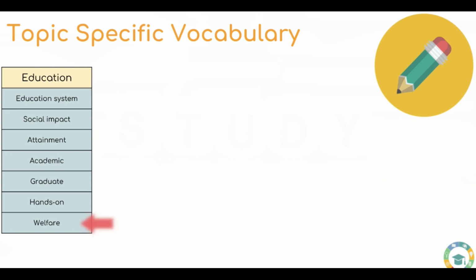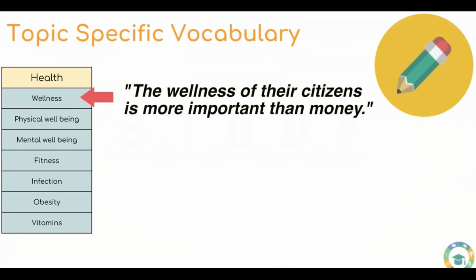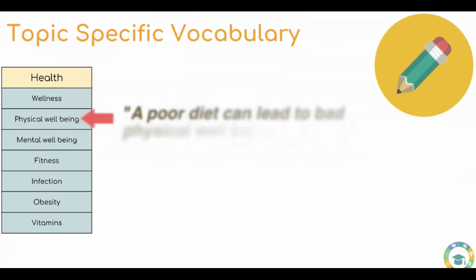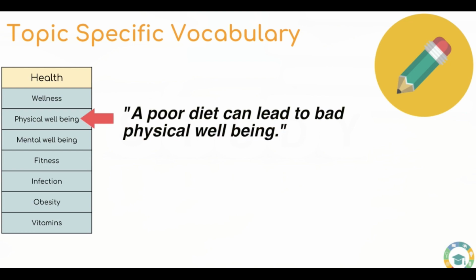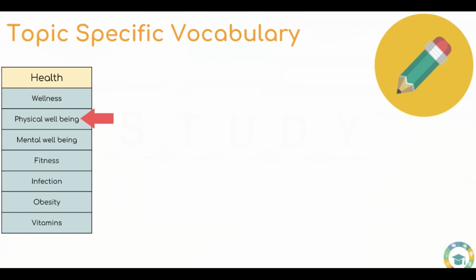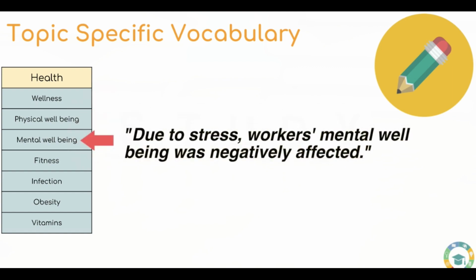On to our next vocabulary list, all about the topic of health. The wellness of their citizens is more important than money. A poor diet can lead to bad physical well-being. Due to stress, workers' mental well-being was negatively affected.